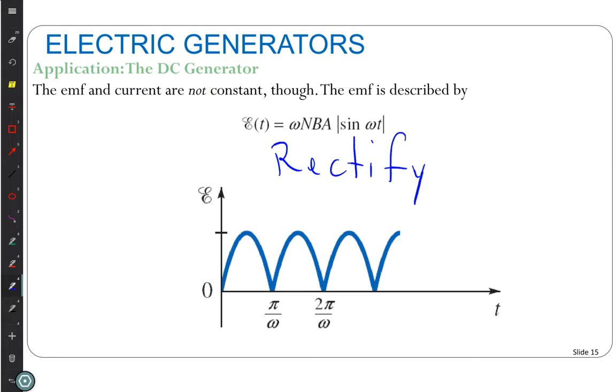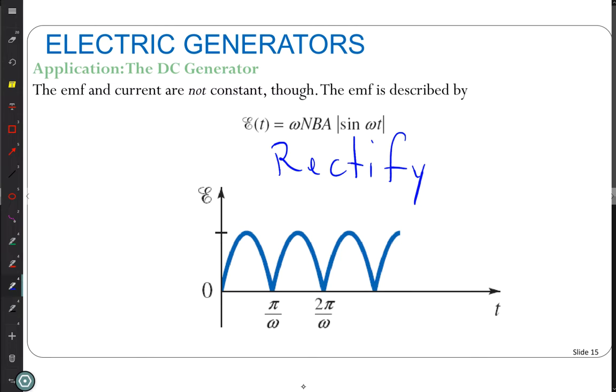Now, if you connected this to your iPhone or whatever, that variation in the voltage would be somewhat troubling, right? So we want to do something to make it stay more constant. Can you think of something that would help us keep that more constant? A capacitor.